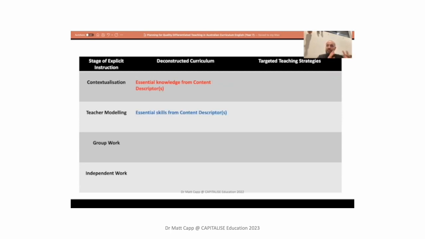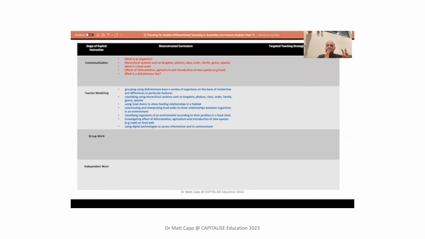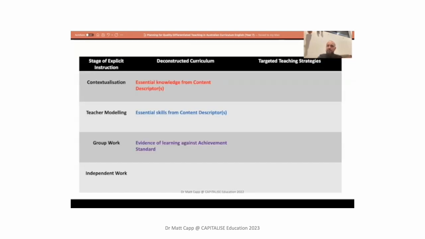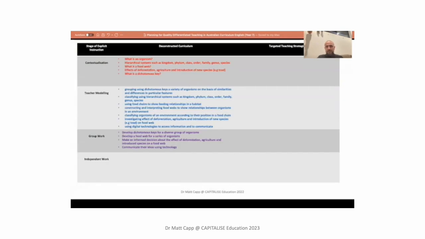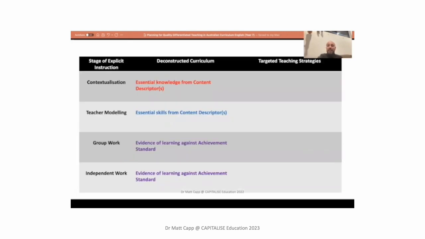In the teacher modeling, we take the essential skills from the content descriptors and put them in there. And we can see the essential knowledge and the essential skills from the modeling. We then take the evidence of learning from the achievement standards, and this is what students demonstrate whilst they're working in groups, because you want them working towards the achievement standard, because everything is then evidence of learning to make judgment against the approved curriculum. If you've got the kids working towards the content descriptors, it provides you no evidence of learning for them. And we've taken that from what we deconstructed earlier. Then we do the same with the independent work.